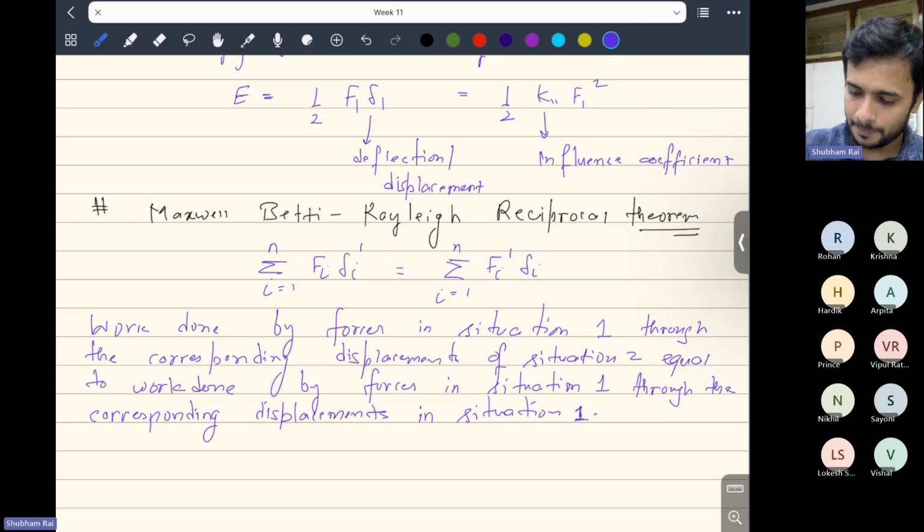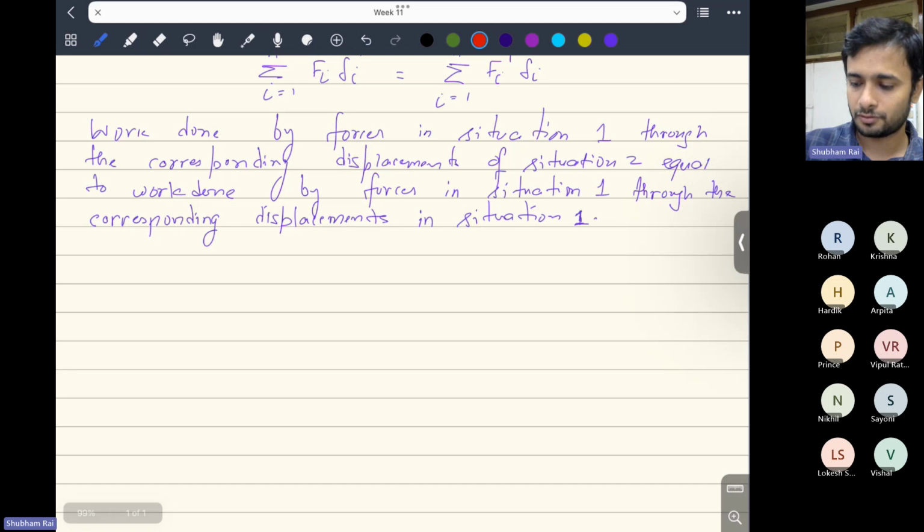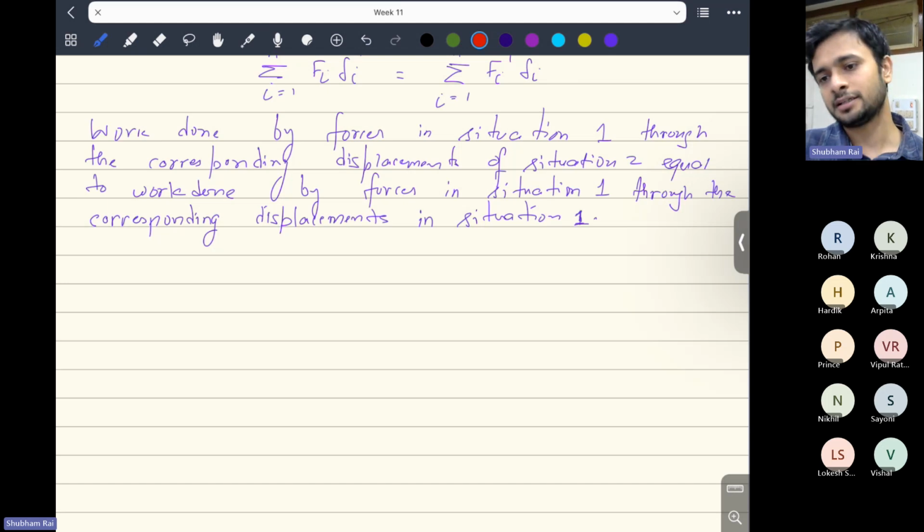Now Sir had derived different relations for different energies of the cross sections. When a cross section is subjected to extension or stretching, it has one formula. When it is subjected to bending, it has some formula of cross-sectional energy. When it is subjected to twisting, it has another formula. When it is subjected to shearing, it has another formula. So I'm just going to write down all the formulas.